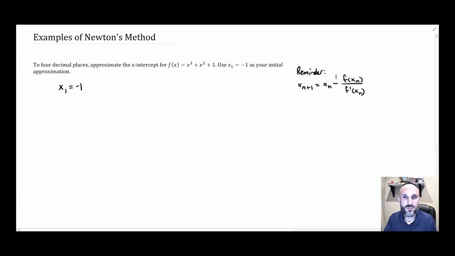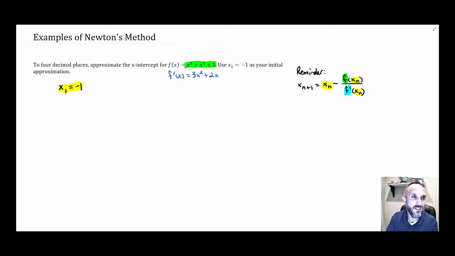We have to have the function. Well, that's this function here, right? We have our initial x value. That's x sub n, or x sub 1 initially. And we have to have our f prime function. So we don't have that yet. So let's go ahead and find our f prime function, which will be 3x squared plus 2x plus 0. So we don't have to write the plus 0.